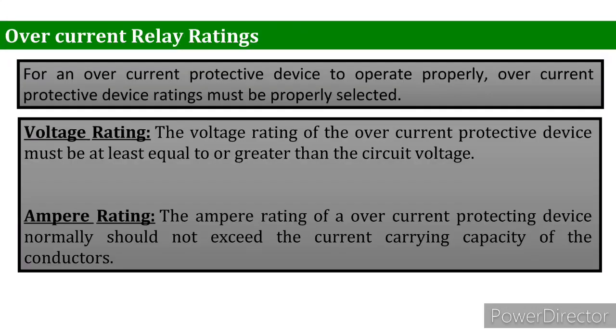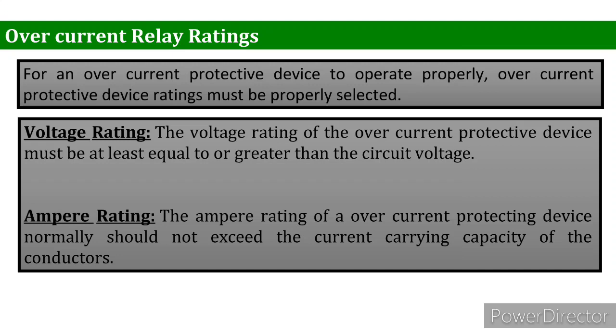Overcurrent relay ratings. In order for an overcurrent protection device to operate properly, the overcurrent protective device rating must be properly selected. These ratings include voltage, ampere, and interrupting ratings. Well, voltage and ampere are the two main factors. Current limiting can be considered as another overcurrent protective device rating, although not all overcurrent protective devices are required to have this characteristic.